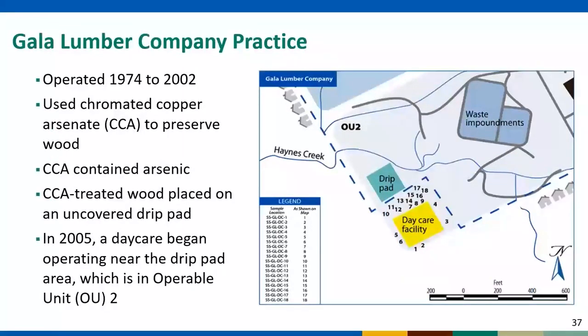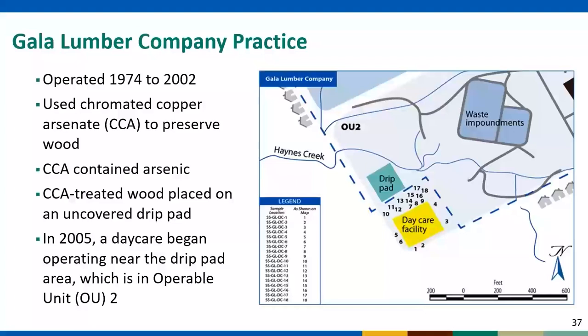Now let's do a simple exercise for our Gala Lumber Company site. Again, for those of you who took the first 3 webinars, you know that it was a wood treatment facility from 1974 to 2002 that used chromated copper arsenate, or CCA, to preserve its wood products. The CCA contained arsenic, chromium-6, and copper.